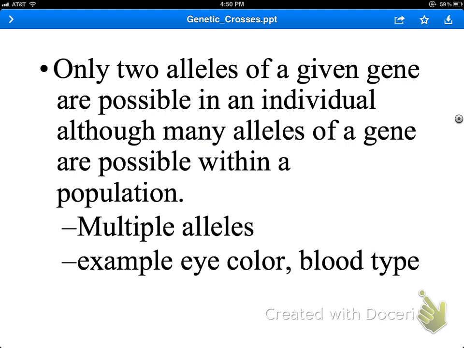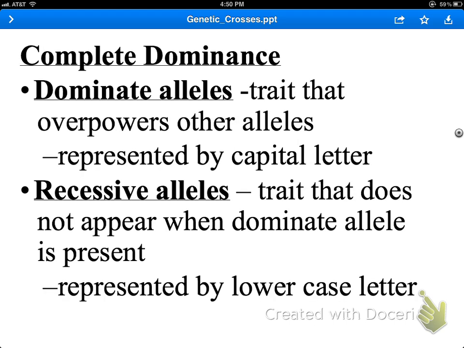There will only be two alleles for each trait that we're going to study in this particular chapter. In the future, we'll talk about multiple alleles that come up with eye color and blood type, but that's the next chapter. So let's go over what complete dominance means.